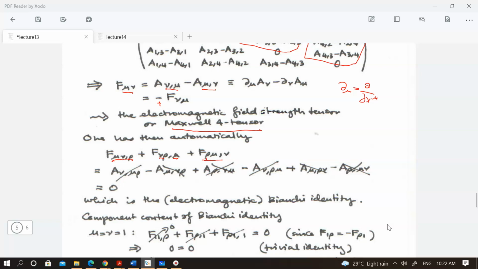And then you cycle them again: rho comes first, mu comes second, and nu comes third. Now you add all these terms together, and when you write it in terms of this form or this form, either one, you get all the terms cancelled automatically, and that gives you a zero. I'm not sure whether I've introduced this earlier, but this is sometimes called the Bianchi identity for the electromagnetic field tensor.